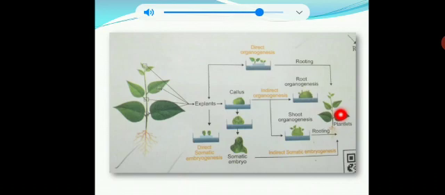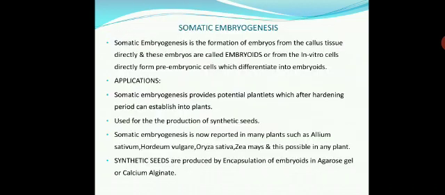Then next one is what is somatic embryogenesis and what are the applications of somatic embryogenesis. Here, what is somatic embryogenesis? Simply we say, somatic refers to body cells. With the help of body cells, the embryo is able to develop.